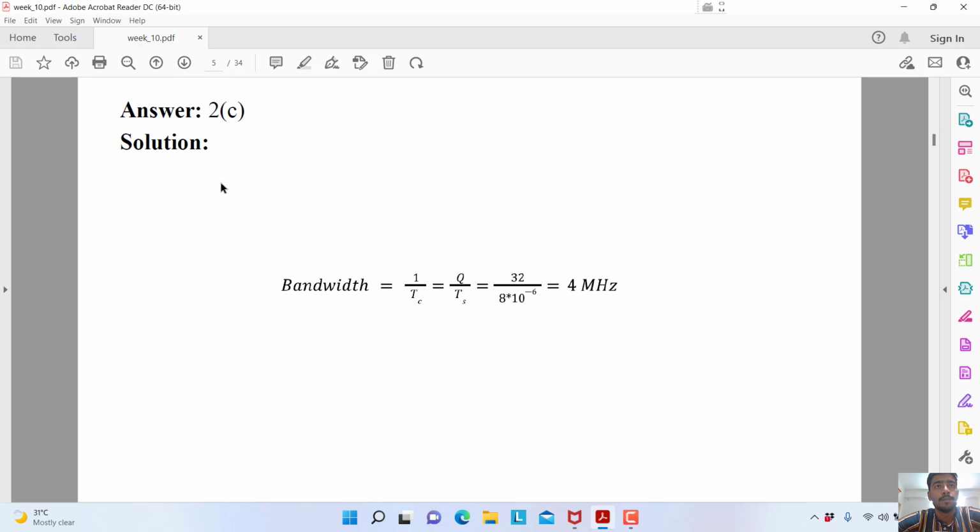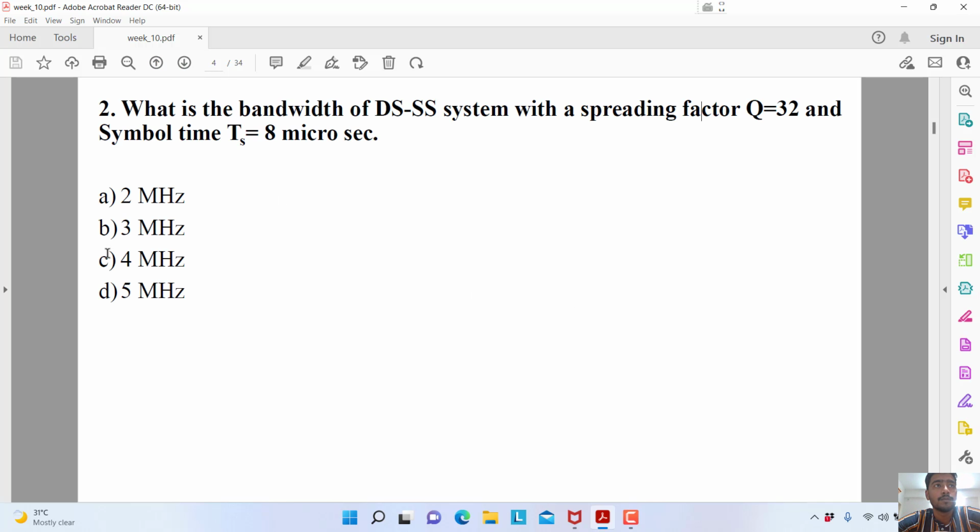Basically we have the symbol duration and we have to calculate the bandwidth. Bandwidth is equal to 1 upon Tc, and we can write Tc is Ts by Q. The spreading factor Q is given as 32, and the symbol duration is 8 into 10 to the power minus 6. It will be 4 megahertz. So bandwidth would be C, 4 megahertz, and that is the C part.